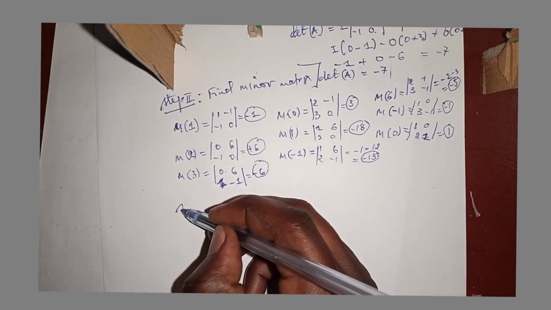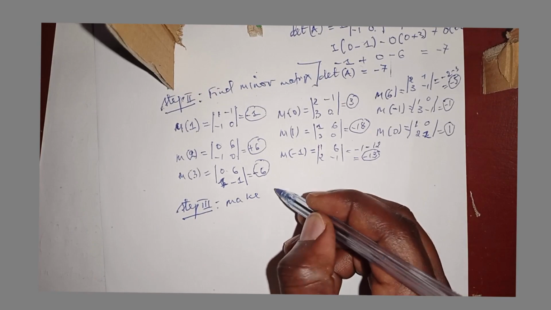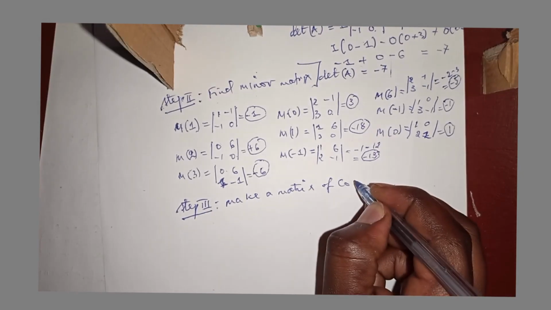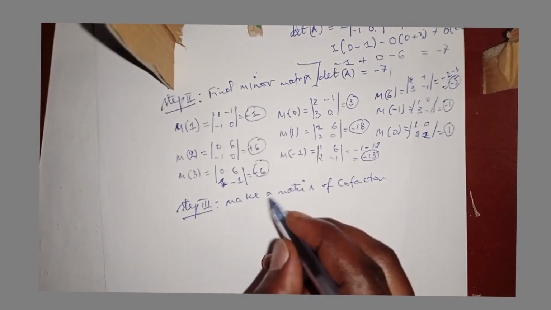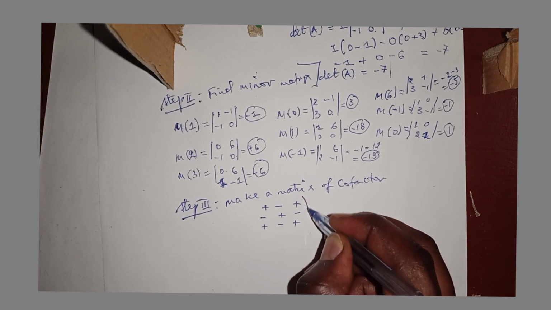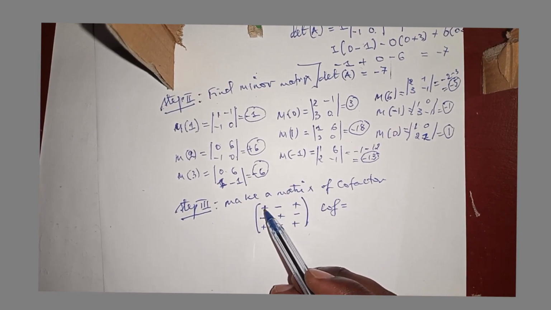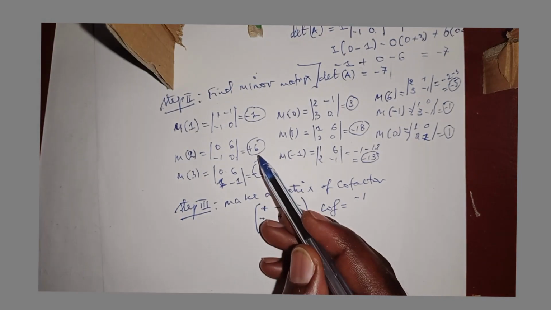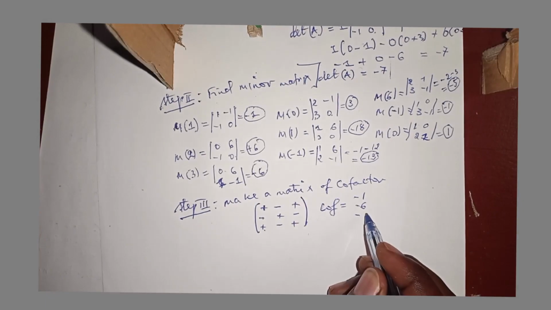So step 3, make a matrix of cofactor from minor matrix. So you multiply this one by some sign. Positive, minus, positive. Okay? Cofactor, you take positive times this one, you get negative 1. Okay? This one, negative times 6, you get negative 6. So, negative 6 times positive, you get negative 6.